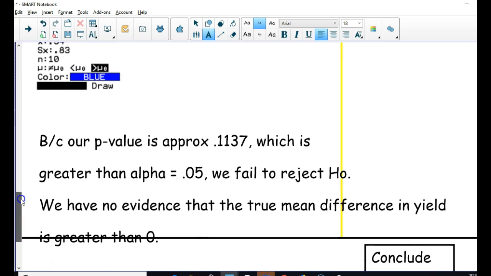Because our p-value is approximately 0.1137, which is greater than alpha of 0.05, we fail to reject H0. We have no evidence that the true mean difference in yield is greater than 0.